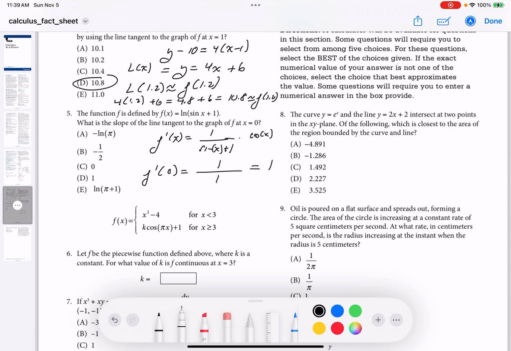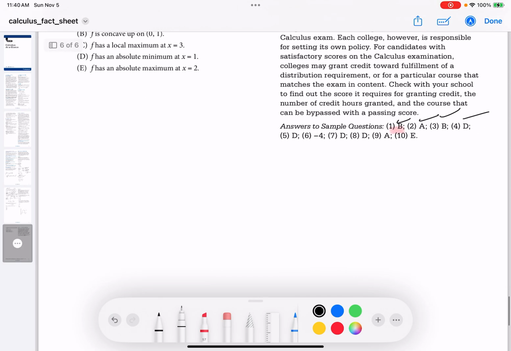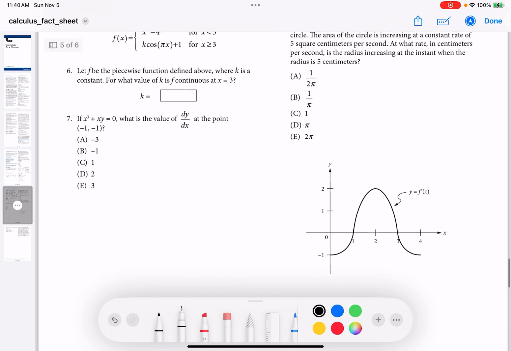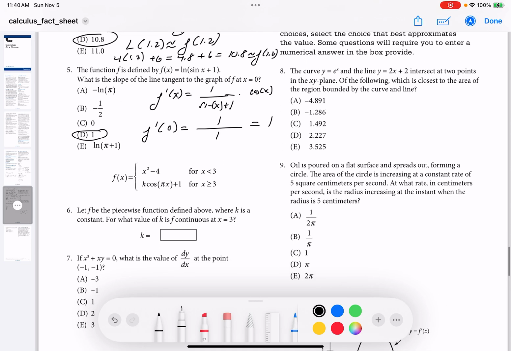What's the correct answer over there? That would be D. So let's make sure 5D is there. Yep, we're going along pretty good here. All right, so far so good. Okay, let's take a look at number 6.